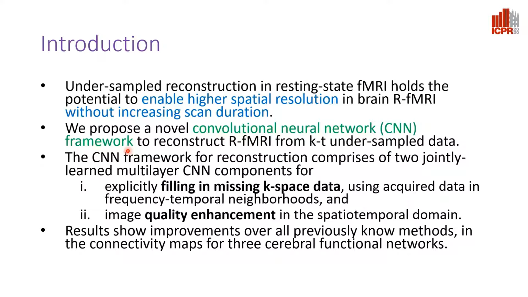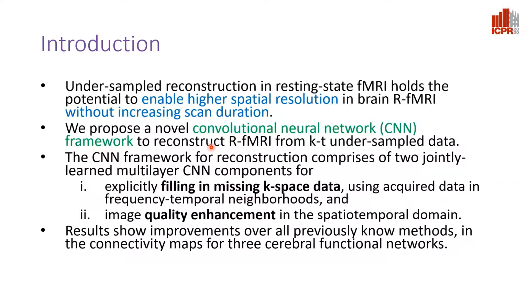In this paper, we aim to achieve higher spatial resolution in resting state fMRI without increasing the scan time by undersampling during the acquisition and then reconstructing using our novel CNN framework. There are two CNN components in our framework that are jointly learned. First, a CNN is used to fill in missing k-space points, that is, missing frequencies, and second, a CNN is for image quality enhancement in the spatiotemporal domain.